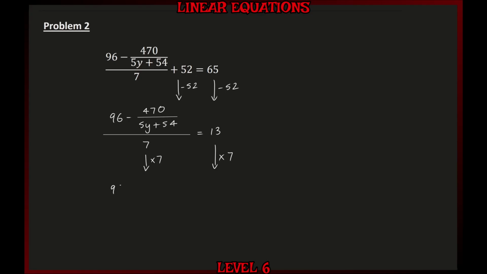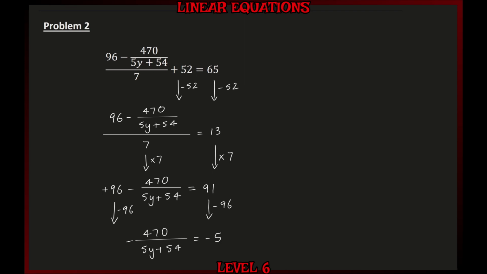And the divide by 7 and the times by 7 on the left cancel out to leave us with the numerator, which is 96 minus 470 over 5y plus 54. And on the right, 13 multiplied by 7 gives us 91. Going back to the left, we can now remove the 96. And we can remove this by subtracting 96 because this is a positive 96, and doing exactly the same on the right. On the left, the plus 96 and the minus 96 cancel out to leave us with minus 470 over 5y plus 54. And on the right, 91 minus 96 gives us minus 5.